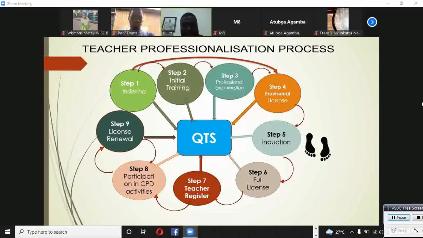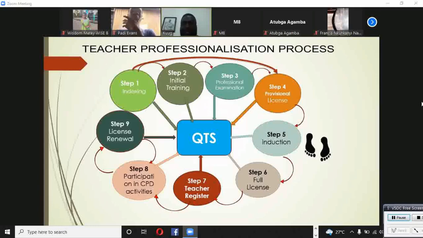The process doesn't end there. Once you have your full license, you are expected to take part in CPD activities. We'll talk more about CPD activities. And then meet the minimum points. And then step 9, have your license renewed, which means if you don't go through CPD activities at the expiration of your teacher license, you cannot renew. So that is the process.